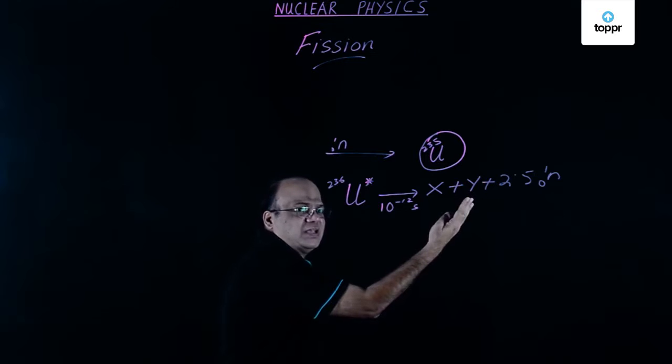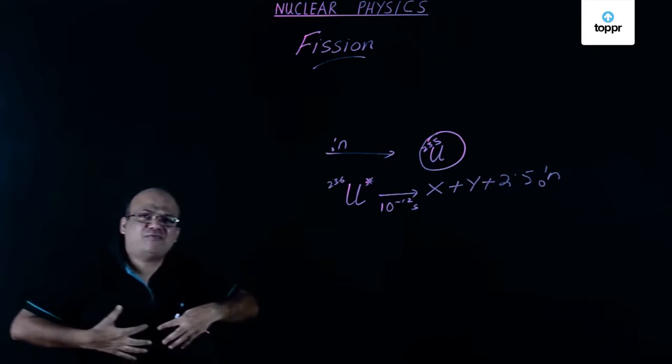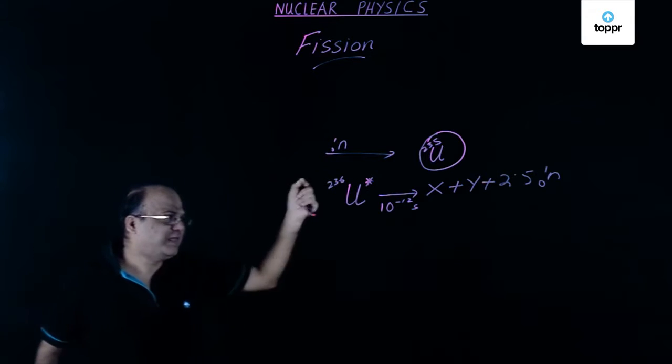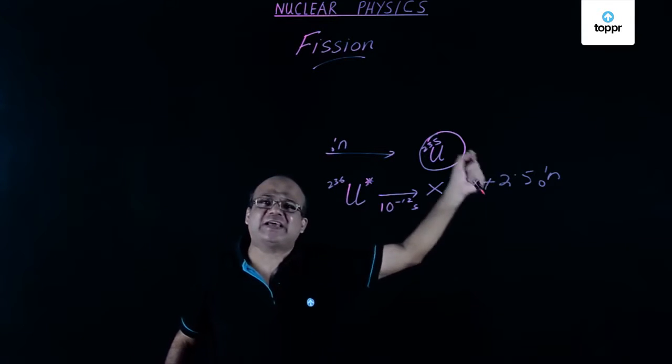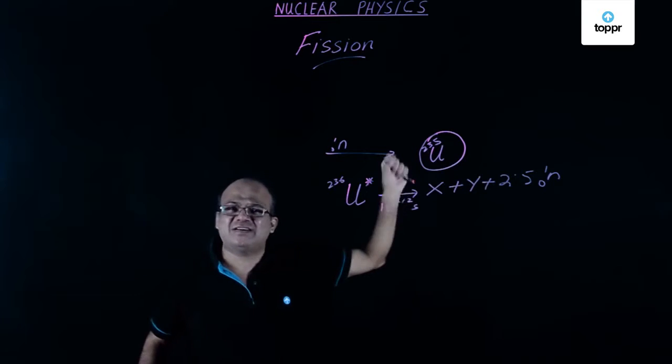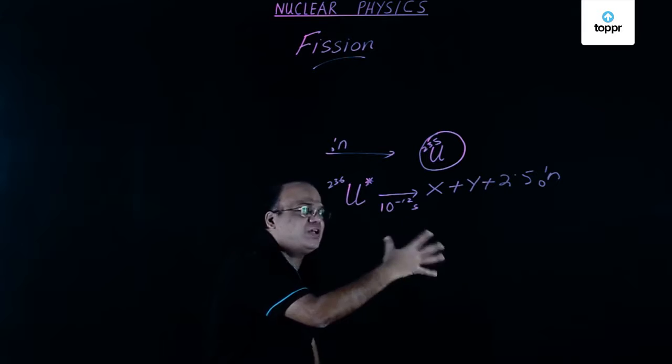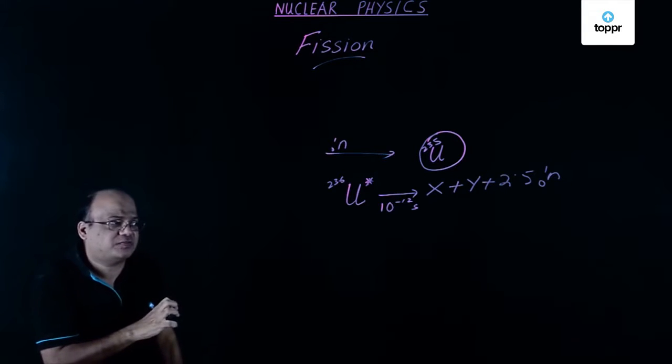This X and Y can be 90 different kinds of nuclei. X and Y are not fixed. And some reactions will get 2 neutrons. Other reactions will get 3 neutrons. So the average is 2.5 neutrons.